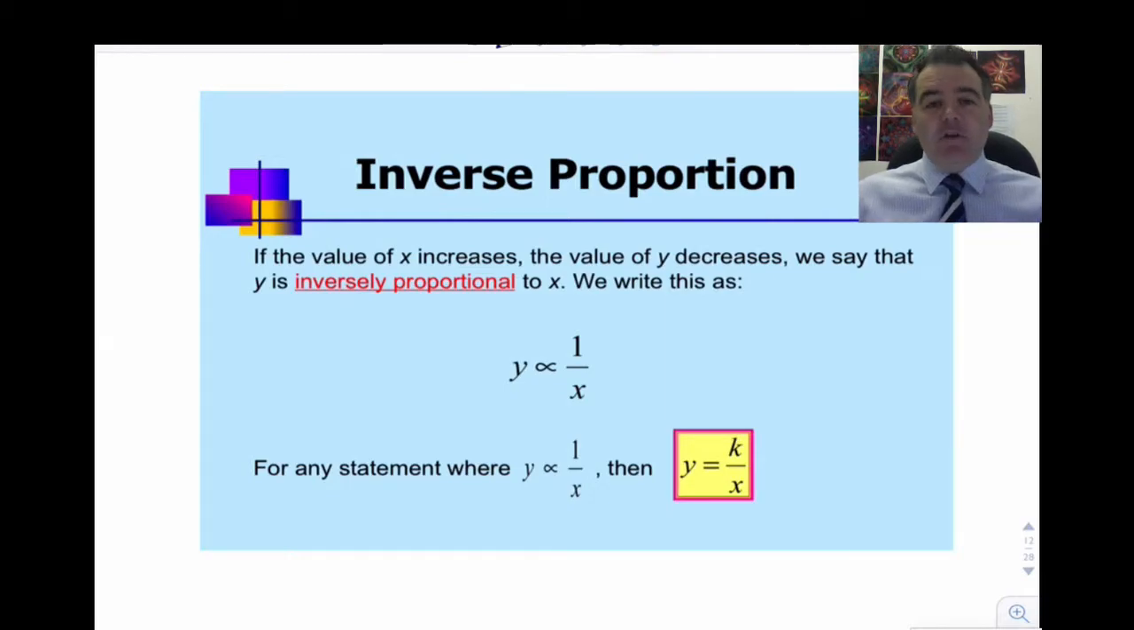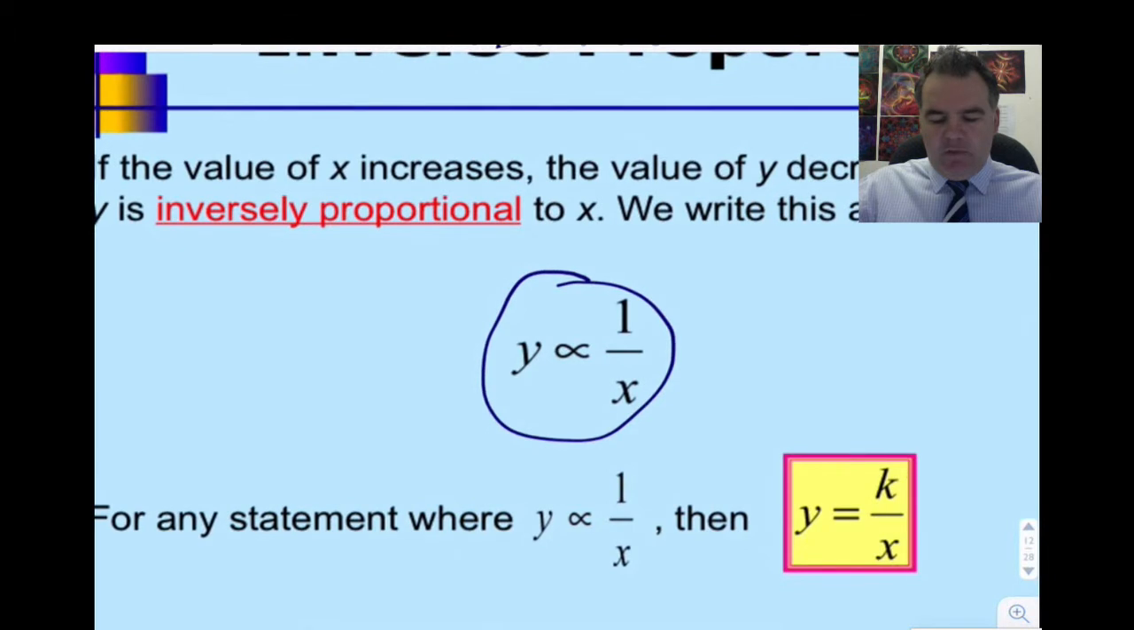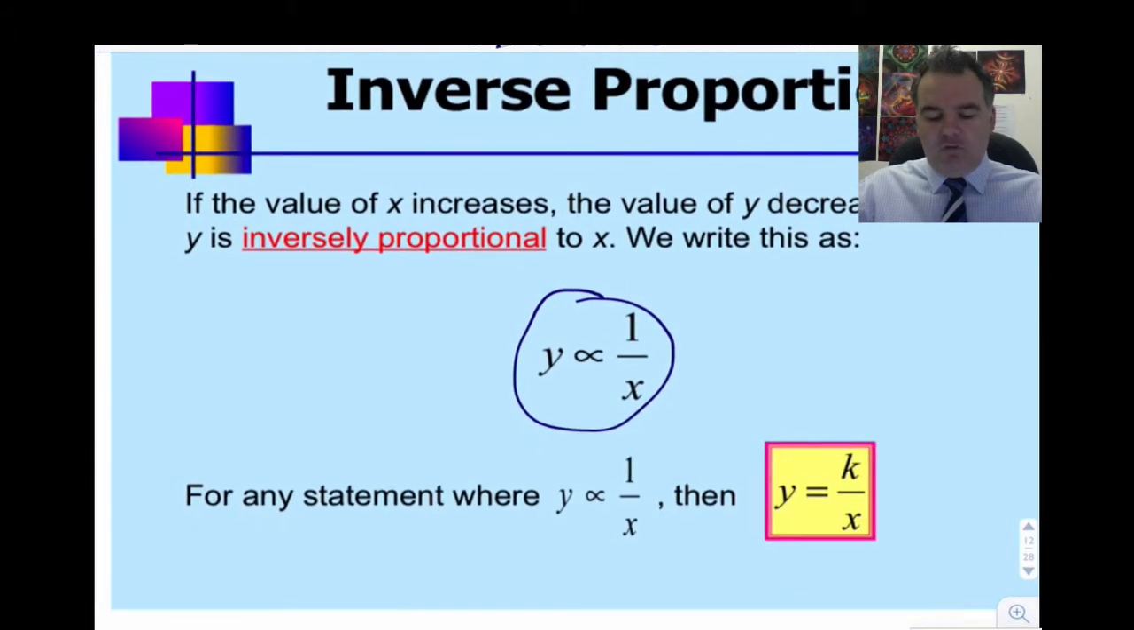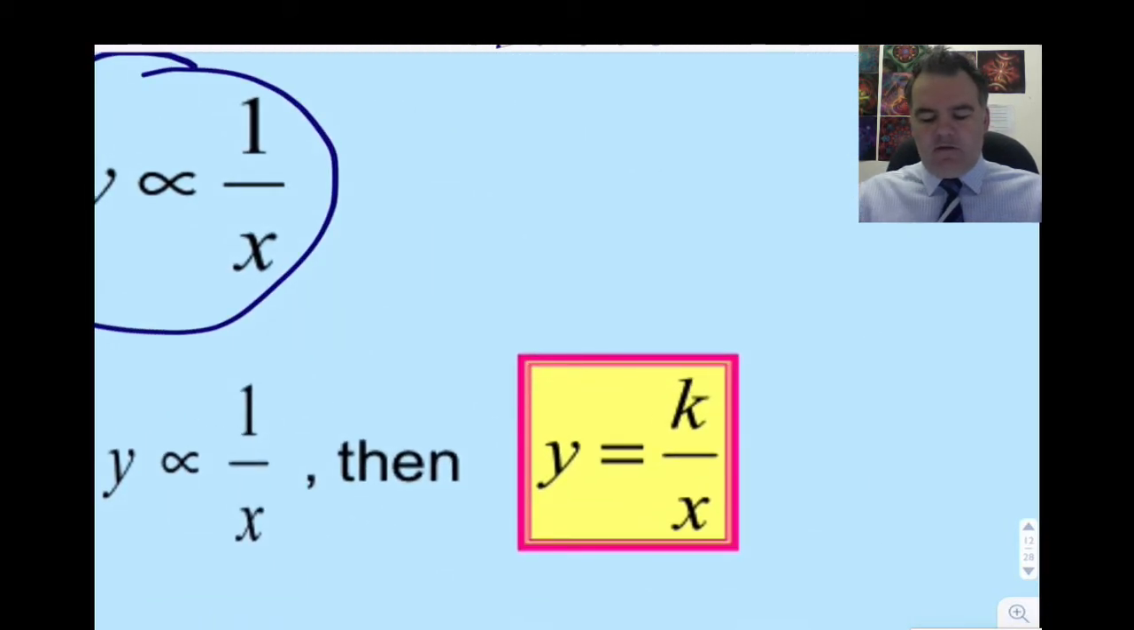Let's take a look at inverse proportion now. So in inverse proportion, as x increases, y decreases. So we say y is inversely proportional to x, and we write it like this: y is proportional to 1 over x. That's what that symbol in the middle there means, proportional to. So as an equation, we write it as y equals k over x, like this.